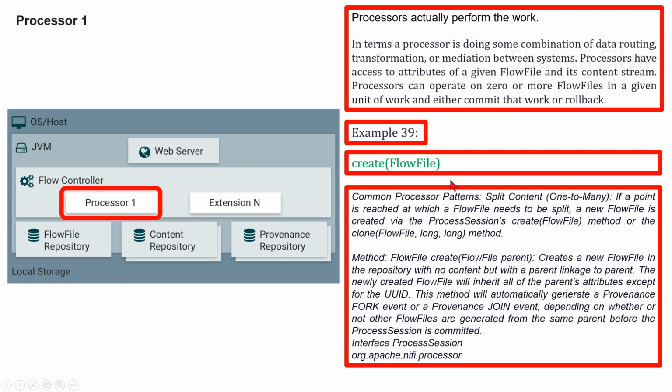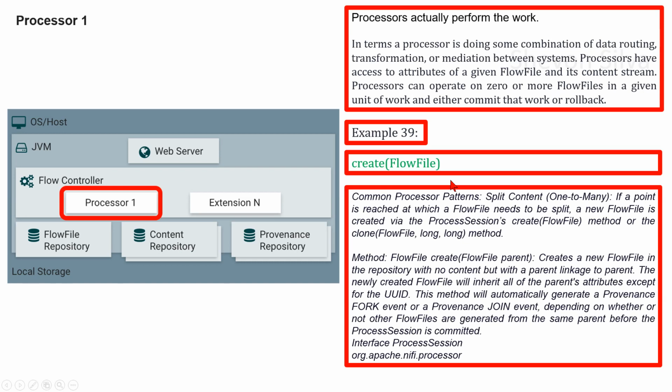The onTrigger method obtains the FlowFile from its input queue. A list of type FlowFile is created. The original FlowFile is read via the ProcessSession read method, and the InputStreamCallback is used. Within the InputStreamCallback, the content is read until a point is reached at which the FlowFile should be split. If no split is needed, the callback returns and the original FlowFile is routed to success.